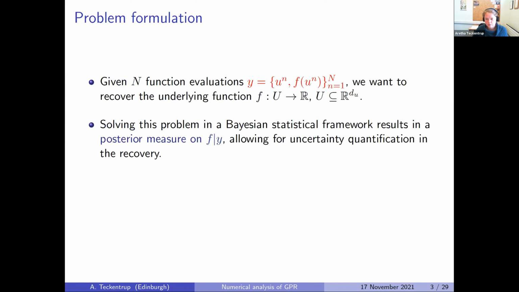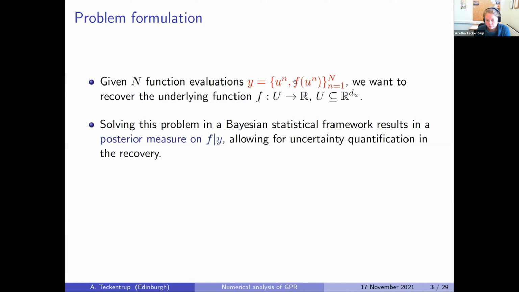Okay. So let's get started with the general problem formulation. What I'm interested in is recovering some unknown function f. So I have some function f here that just maps from some domain u into the reals. And what I know about this function f is just this training data that I have here. So I have some function evaluations, just some points u_n in the domain of f and the corresponding output values. Right? And then I want to use this observed data y to reconstruct or learn what the underlying function f is that is generating these outputs.